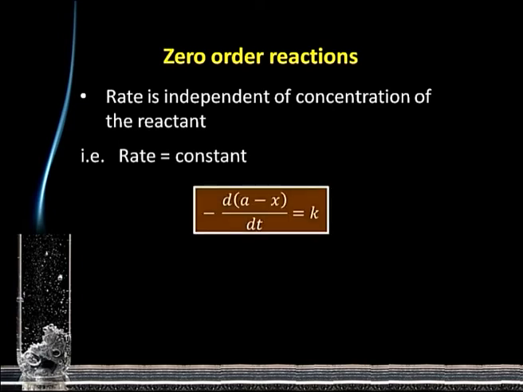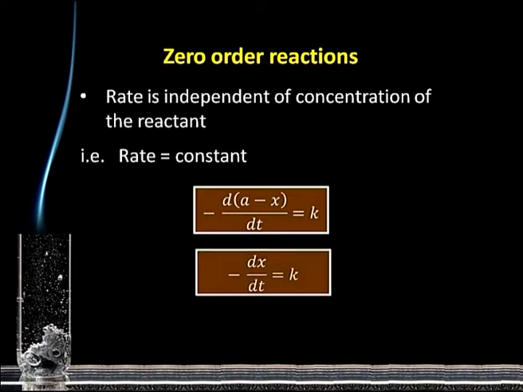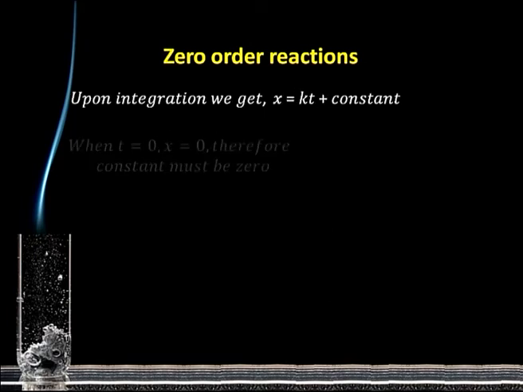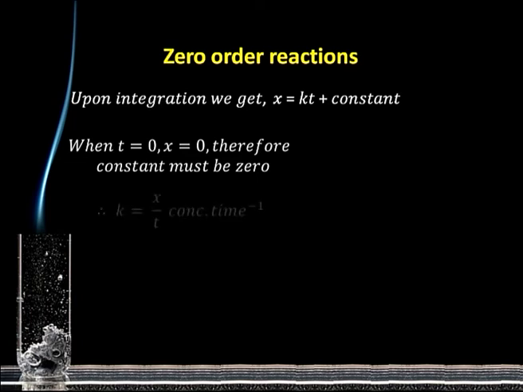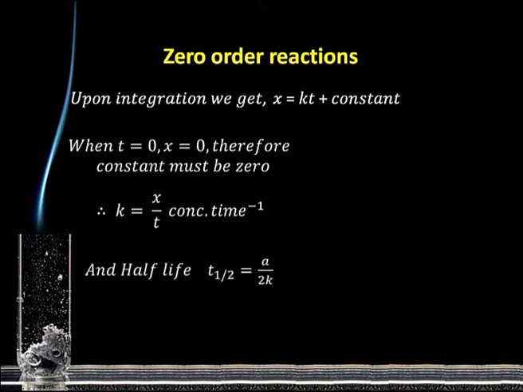We can write the expression minus d[A], or minus dx by dt, is equal to k. So minus dx by dt is equal to k, and we can finally get the integrated form of the rate law. k is equal to x upon t, concentration into time inverse, and half-life we can calculate. Half-life t half is equal to A upon 2k.